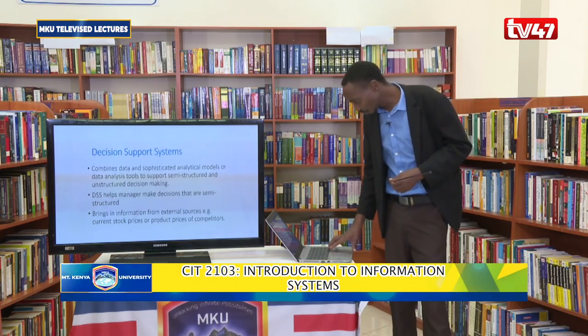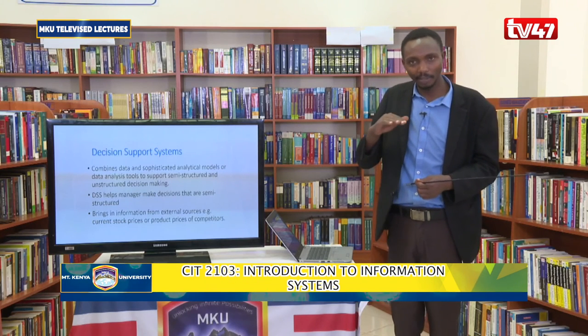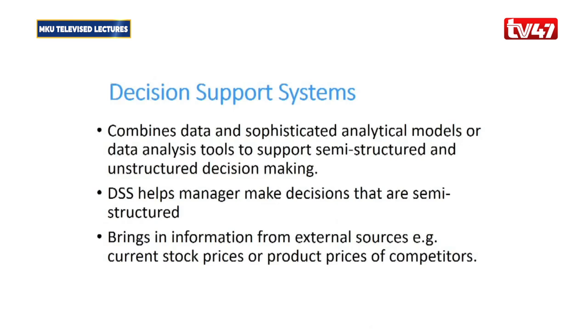We have decision support systems, which actually play a role within the middle level and the top level. So they can act as a bridge, for example. But basically, their main role is not just to act as a bridge. The role of a DSS, or decision support system, is to create sophisticated analytical models within the organization. And again, it's to support unstructured decision making.